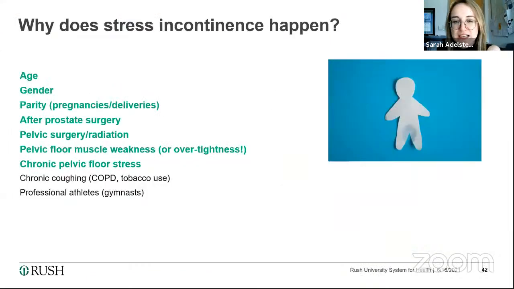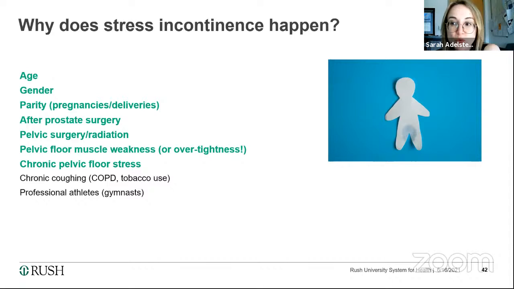So why does stress incontinence happen? Again, more common with older age, more common in women who have had multiple pregnancies or vaginal deliveries. In men, this is more common after prostate surgery, very rare to have in men who have not had prostate surgery. Pelvic surgery or radiation can lead to this kind of symptom.